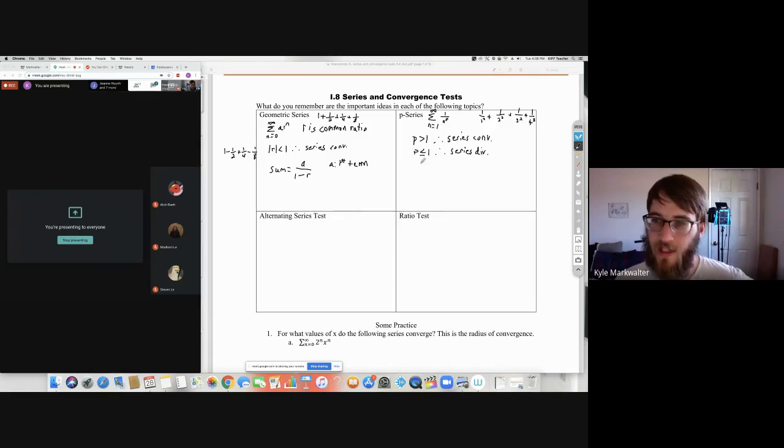As a side note, the situation when p is 1, so 1 over n, has a special name. That gives us the series 1 plus 1/2 plus 1/3 plus 1/4, dot, dot, dot. It's called the harmonic series. When p is 1, that forms the boundary between convergence and divergence. The harmonic series does diverge.